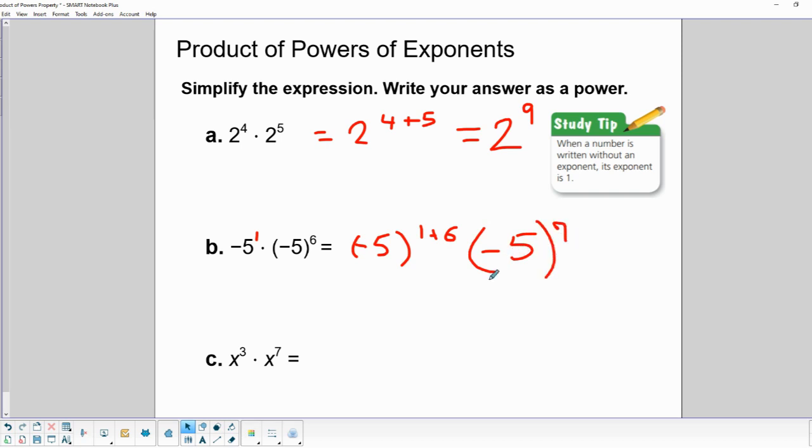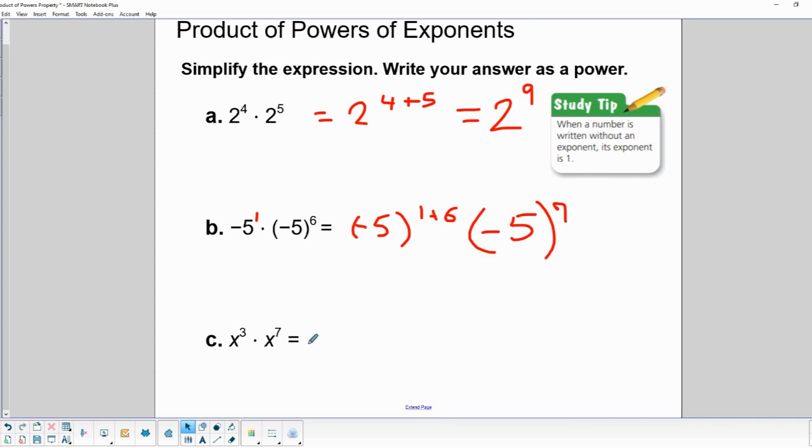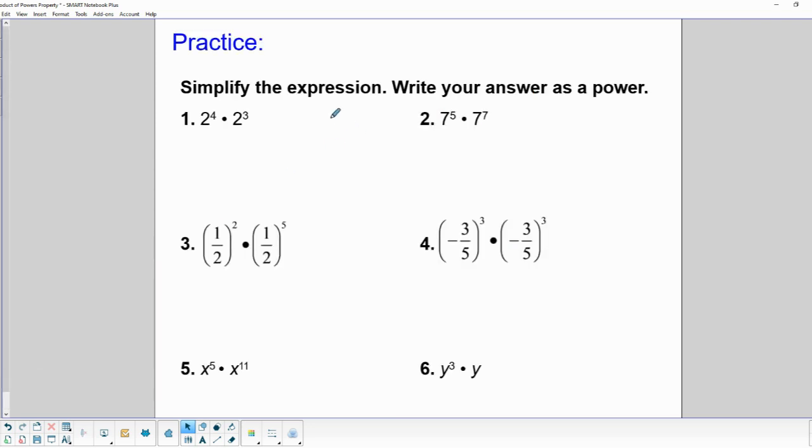All right, how about this one? What if I just have a variable? Well, it's the same thing. This would end up being x to the 3 plus 7 power, which equals x to the 10th power. Now, you may be seeing things that you've seen in topics along the way and thought, oh, I can't do that. Well, now you're starting to see that these are pretty simple, pretty easy to do. So let's try a few more of those.